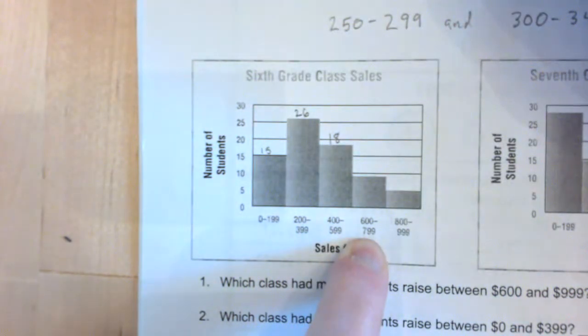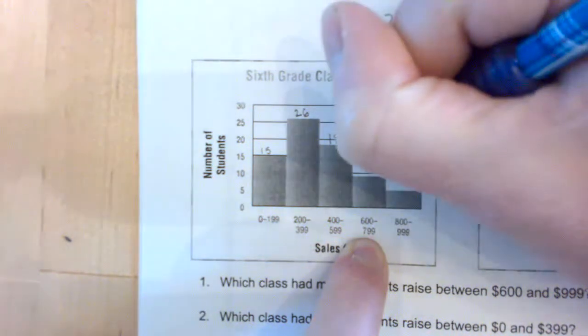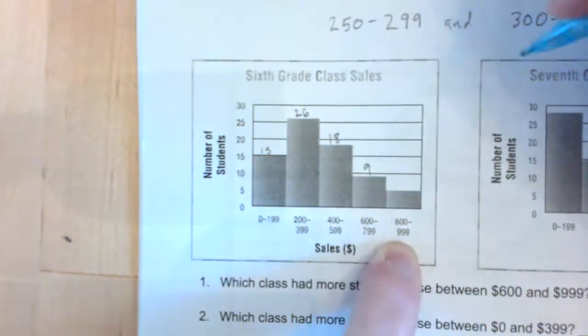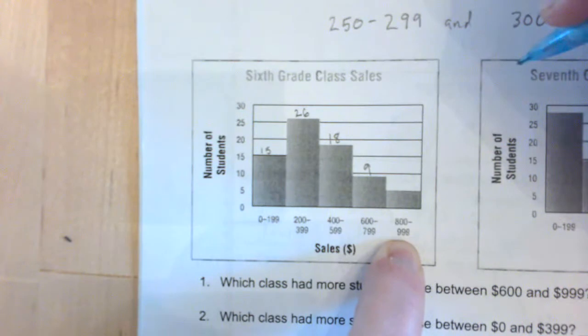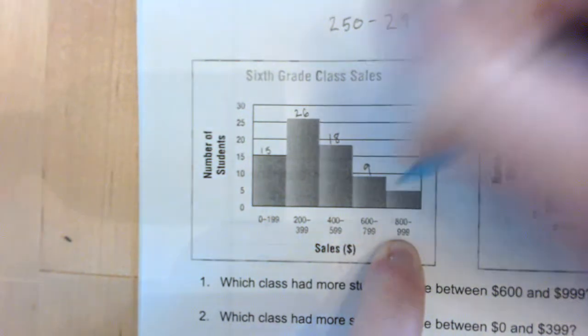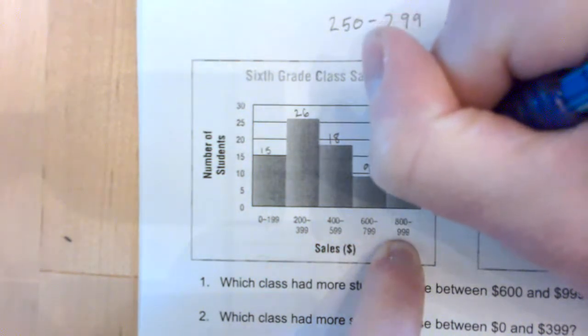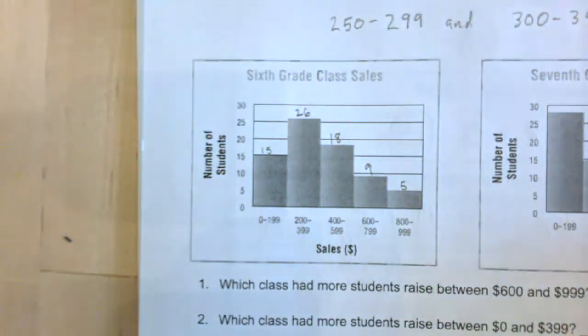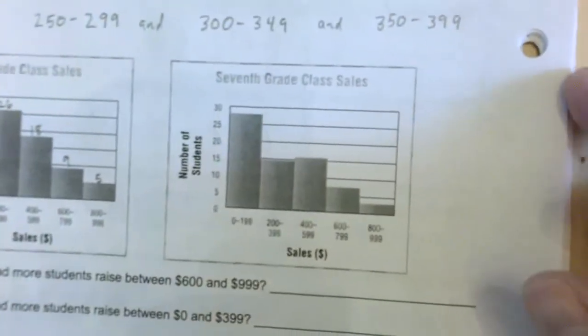600 to 799 is 9-ish. And then 800 to 999, I think, is right on 5. It's a little hard to tell, but those numbers will work for us there. All right, let's look at 7th grade.